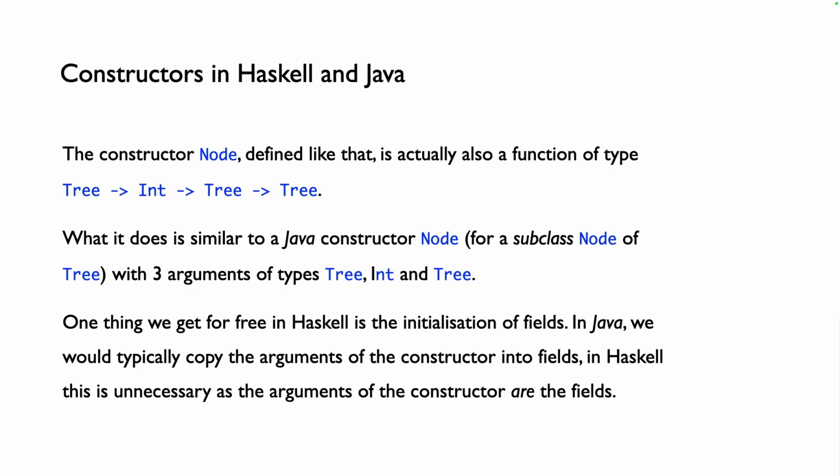Whereas in Java, we probably have private variables inside, which are assigned values by the constructor. We don't need to do anything like that. The application of node to a tree, an Int and a tree just is a tree itself. We don't have to do anything more. Okay, so what I'll do next is cover some definitions of functions over trees.